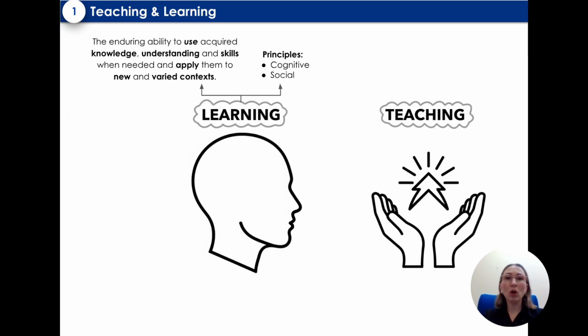A lot of them are cognitive principles relating to how humans learn, but there are also social principles in terms of teaching multiple pupils in the same space at the same time. There's a lot of cultural and structural conditions and social conditions that have to be met in order for pupils to learn successfully.